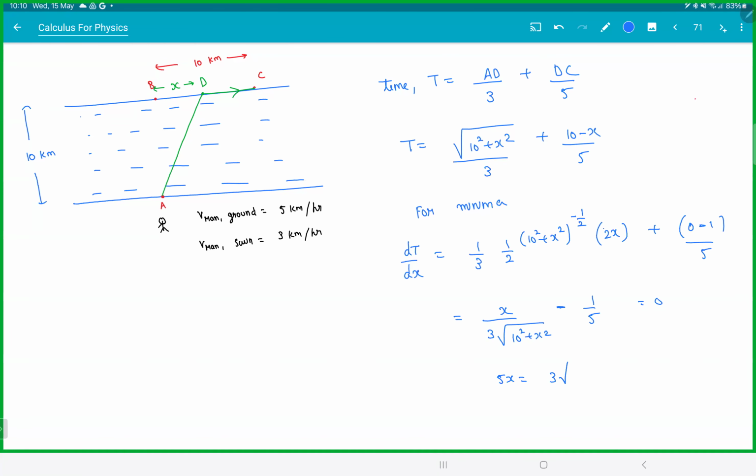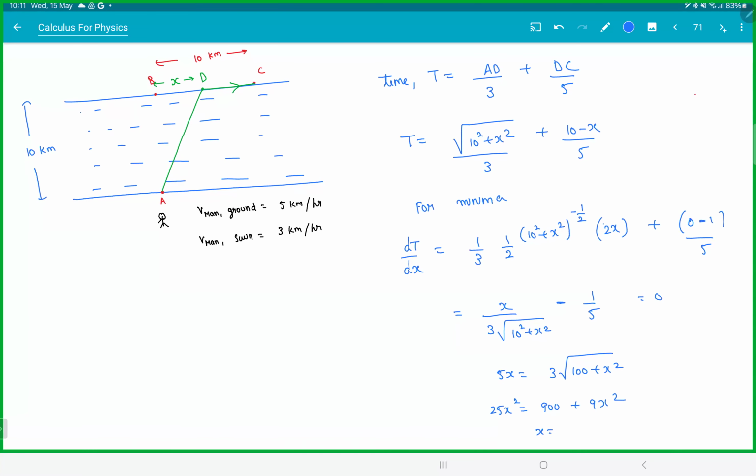So 5x is equal to root over 3 into 100 plus x square. Square on both sides. 25x square is 900 plus 9x square. x will be root of 900 by 16. That is 30 by 4, 7.5 kilometers. That means this guy has to land on a point which is 7.5 kilometers from B. So you're done actually. Once you got this, take this value and put it in the time.